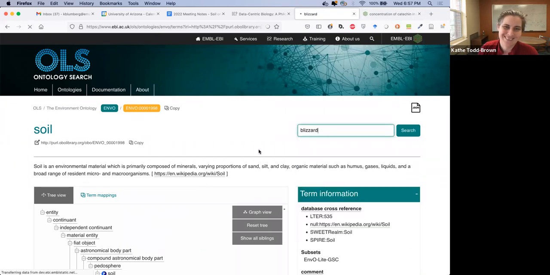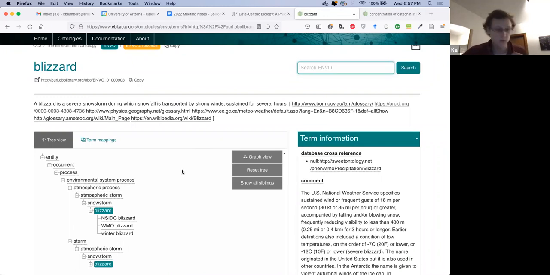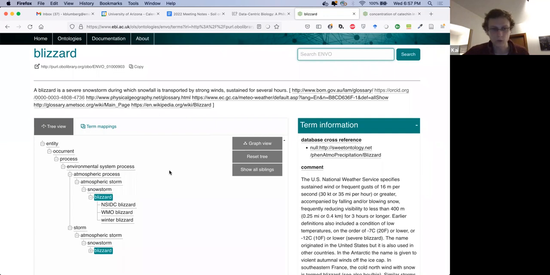Yeah, so here's an example of something like that we came across during the snow and ice work with Ruth Dewar. You can see for blizzards, not everyone has the same definition of what a blizzard is. The NSIDC, the National Snow and Ice Data Center, has one definition. The World Meteorological Organization has another definition. And then there's a concept called winter blizzard, which is a subtype of blizzard.